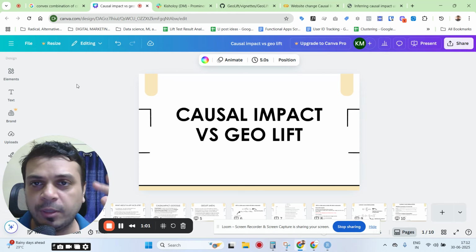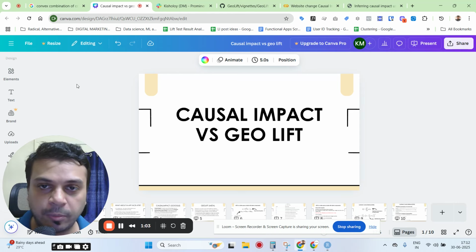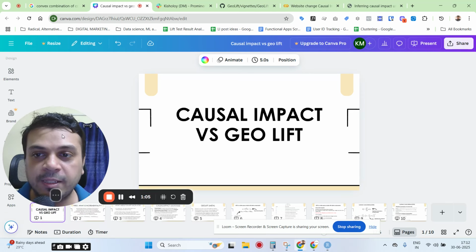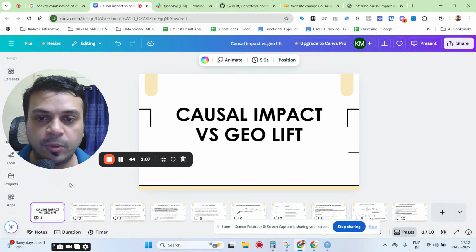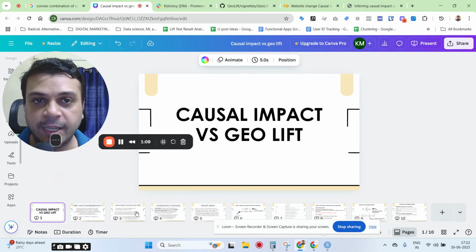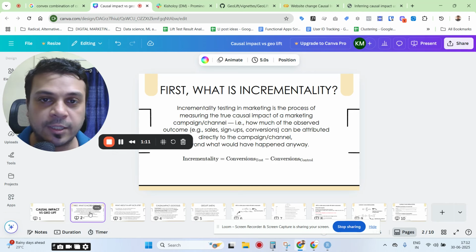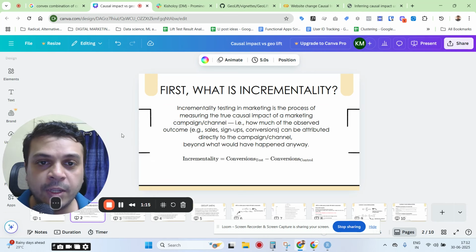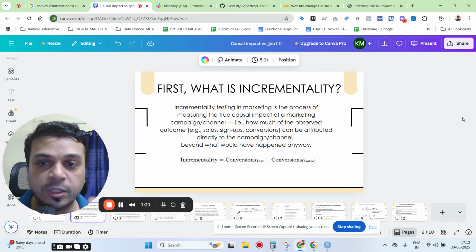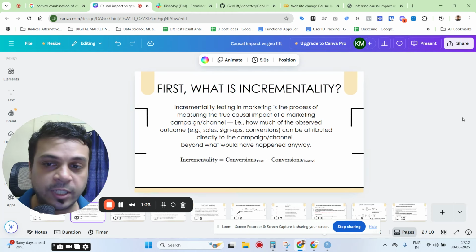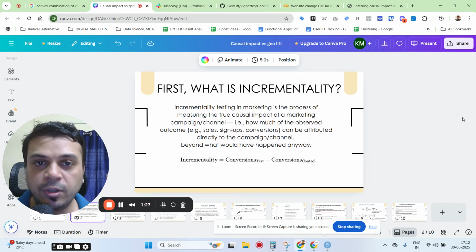There are a lot of talks around incrementality now, so I'm going to try and dispel some misconceptions and also try to clarify what exactly an incrementality test is and how you can start using these models and basically get started with it. So first of all, what is incrementality? Incrementality testing in marketing is the process of measuring the true causal impact of a campaign, right, or channel, as I was just saying. So it's basically trying to answer that question of causality.